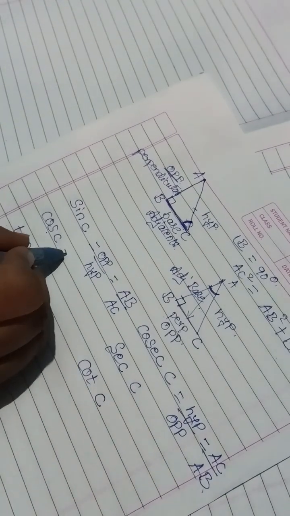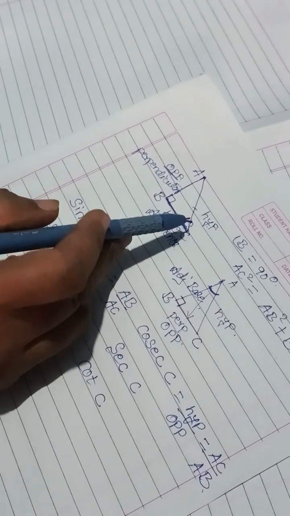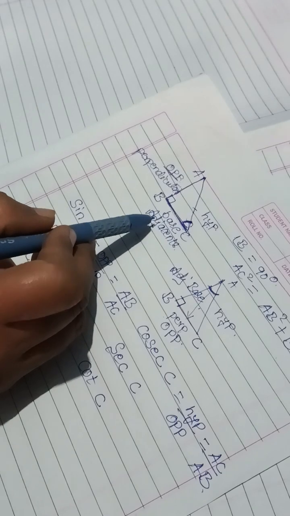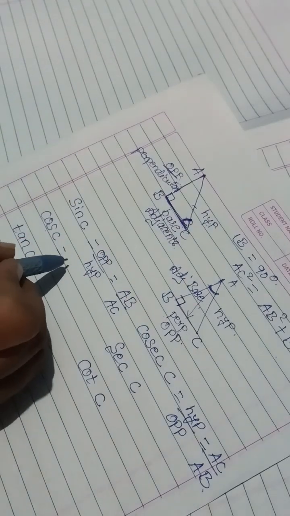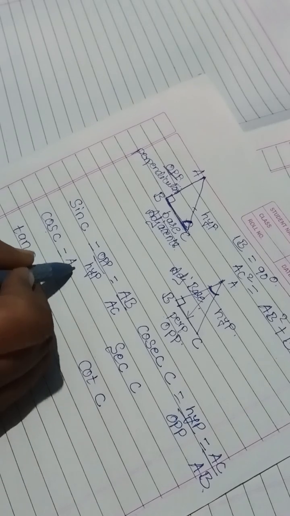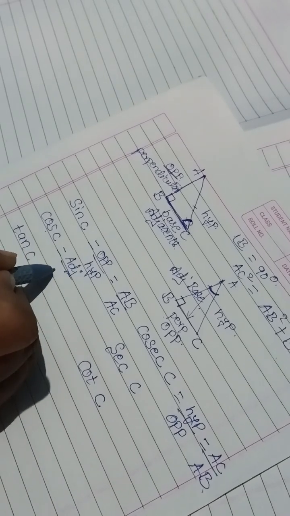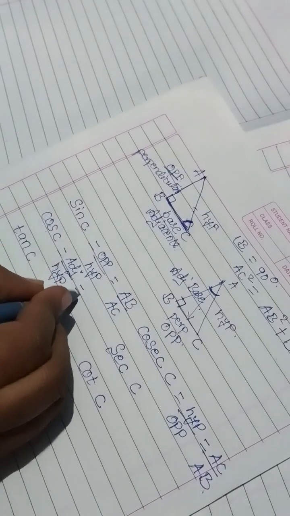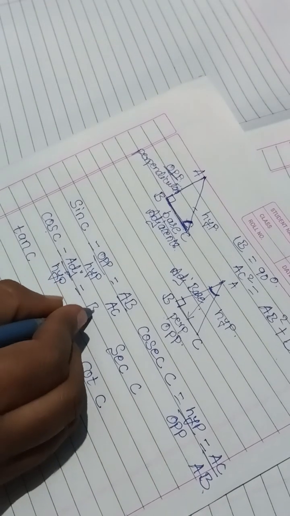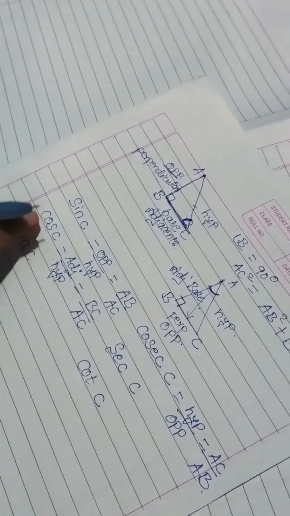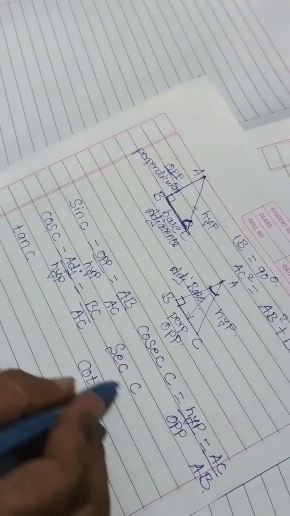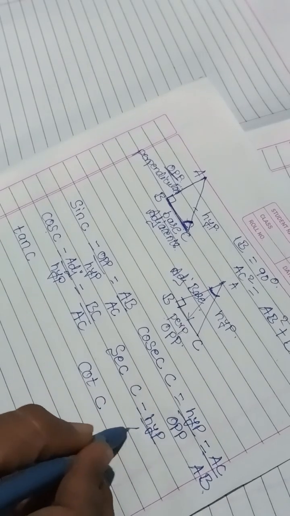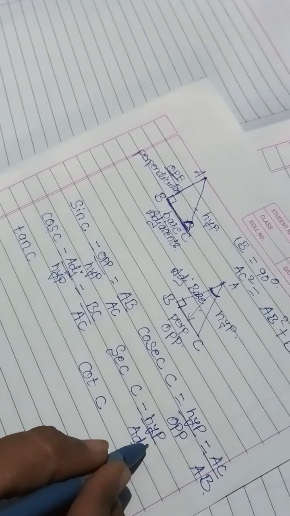Now cos C. What is cos C in this figure? Cos C is base or adjacent divided by hypotenuse. These are the things you need to remember. That is adjacent divided by hypotenuse, or base divided by hypotenuse also we can say. Adjacent means here BC, and the hypotenuse is AC. The reciprocal of cos is sec, that is secant. Secant we can write as hypotenuse divided by adjacent, or base we will say.